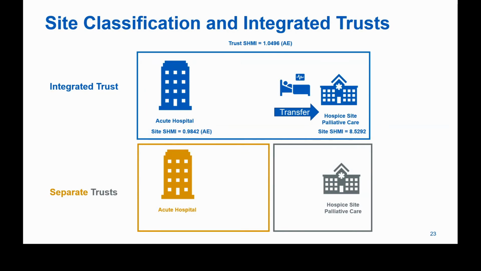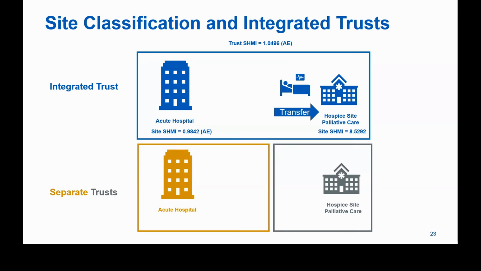So in that particular case, you have a site SHMI for the hospital of 0.9842, which means as expected in terms of the way that we would look at the funnel plot. And for the hospice site, we have a site SHMI of 8.5292, and then an overall trust SHMI of 1.0496, which again is as expected. But that hospice site is, as one would expect, experiencing a high number of deaths.